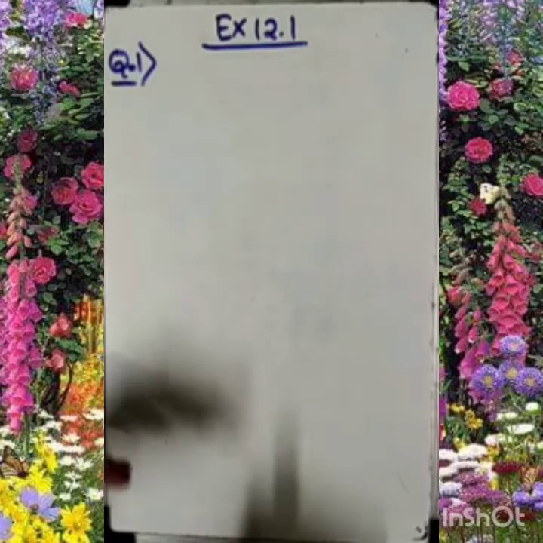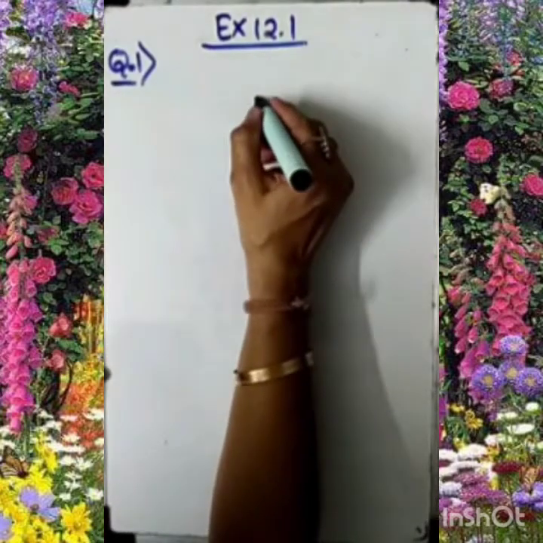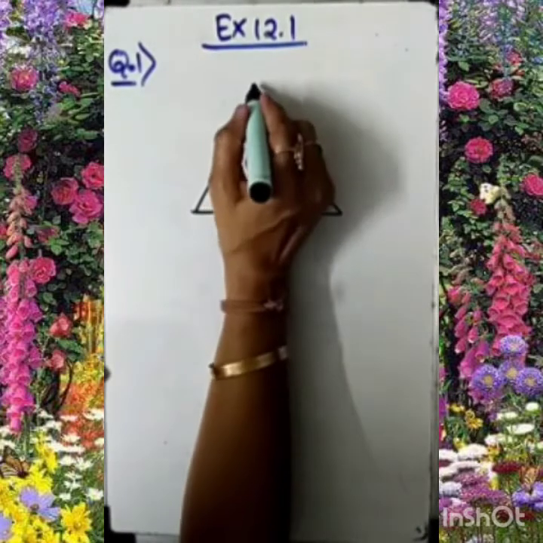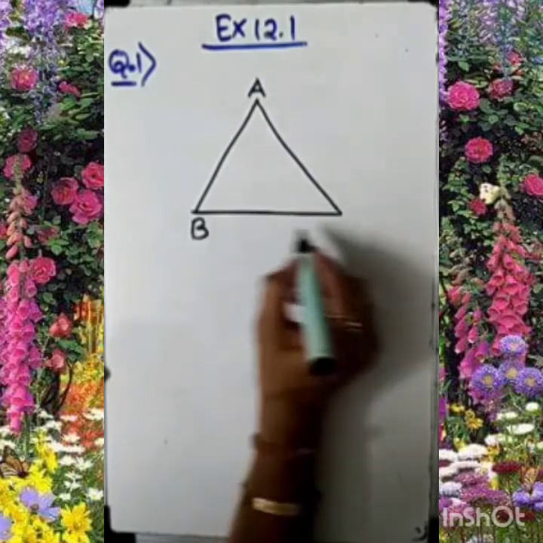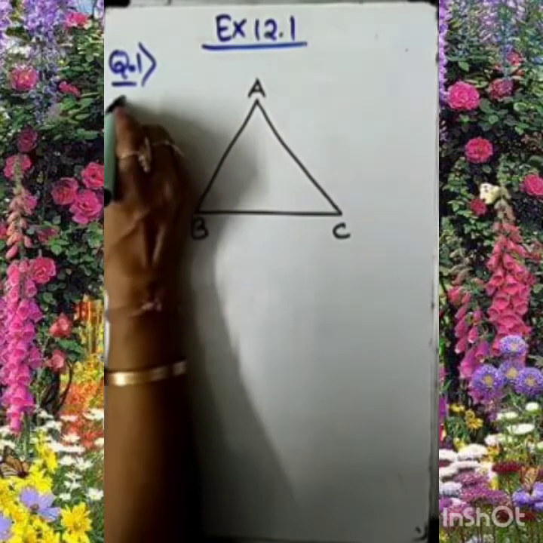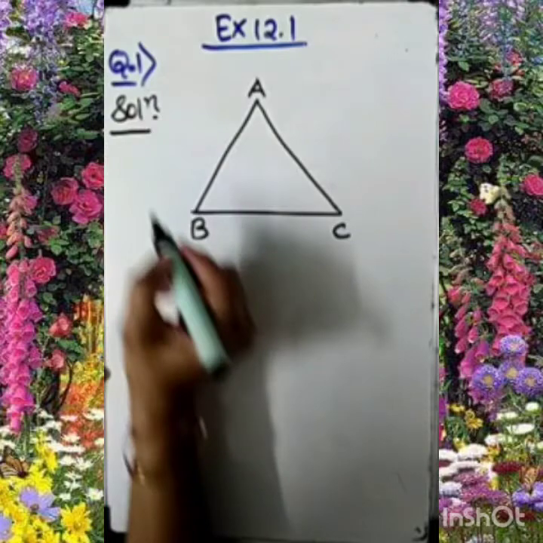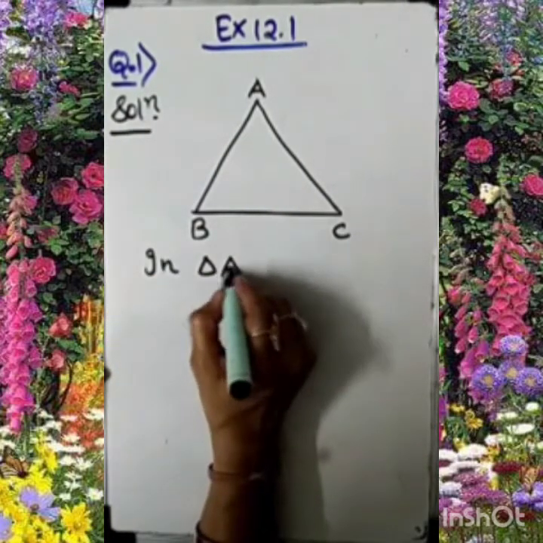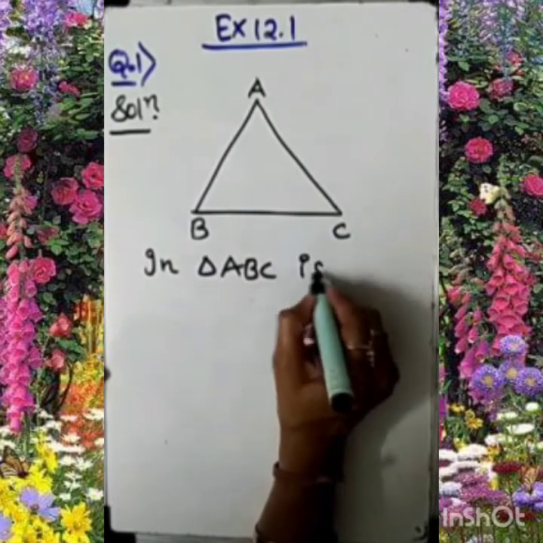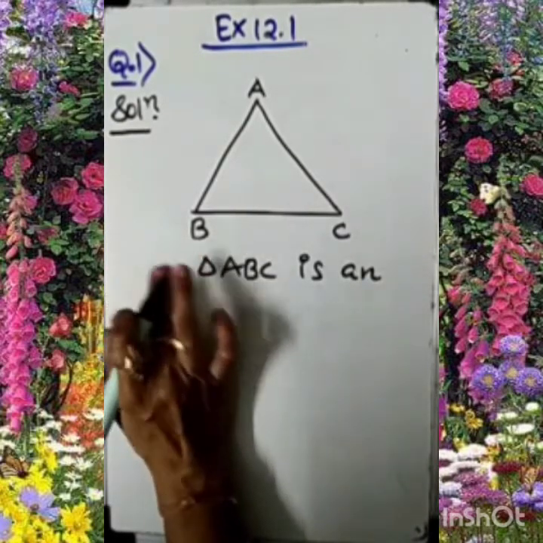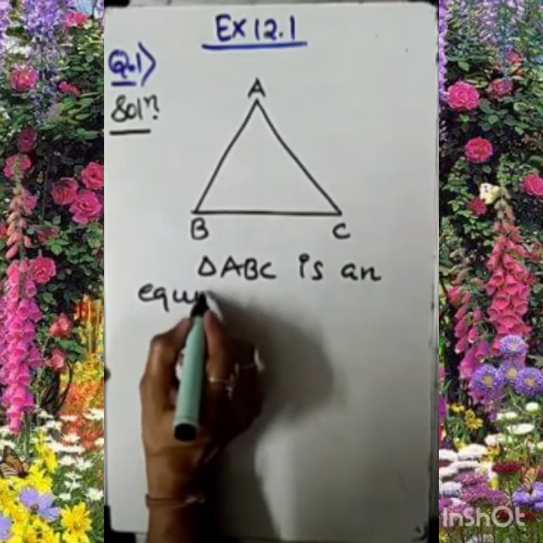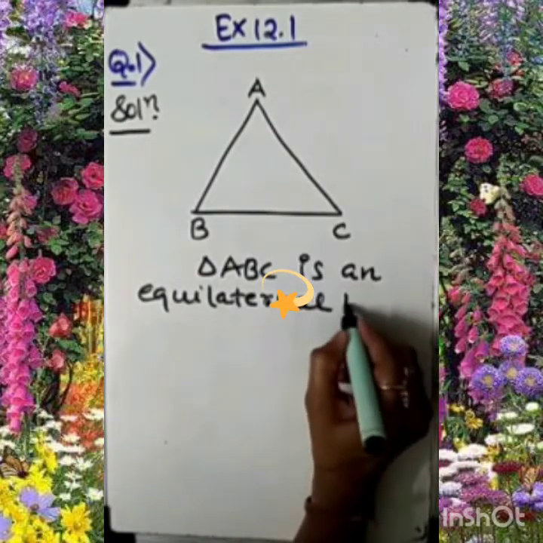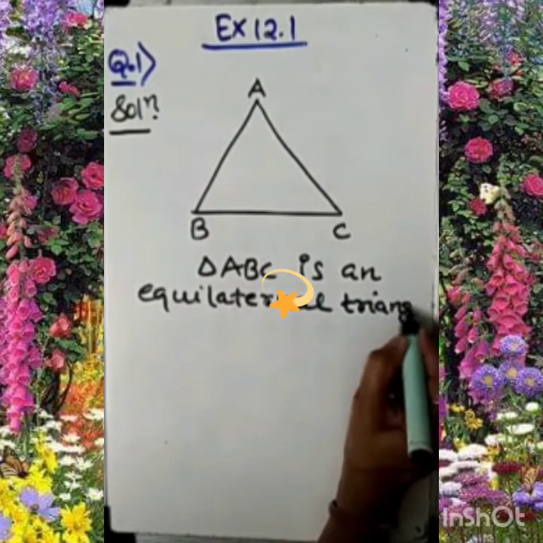First of all, I need to draw one equilateral triangle. Equilateral indicates all three sides are equal. Let me call this triangle ABC. So in the solution, I need to write here: triangle ABC is an equilateral triangle. Please, dear student, note down this thing.